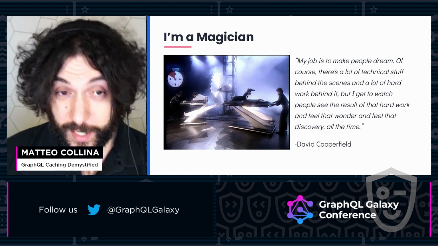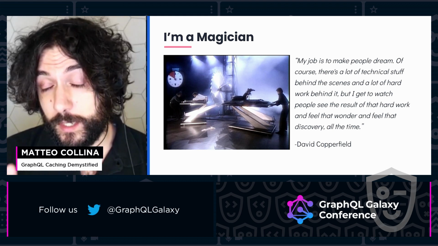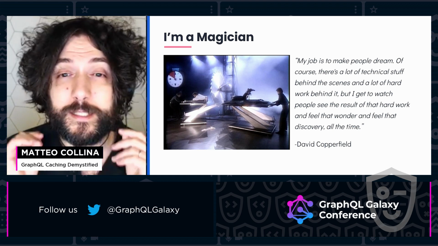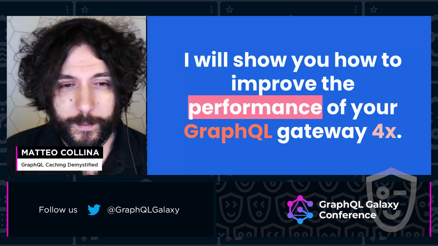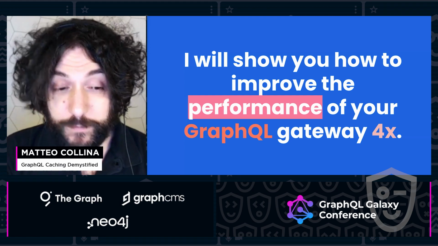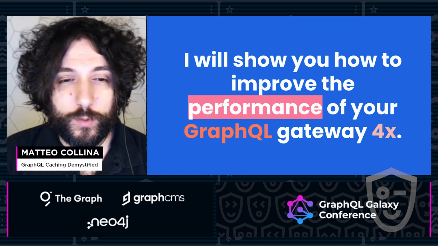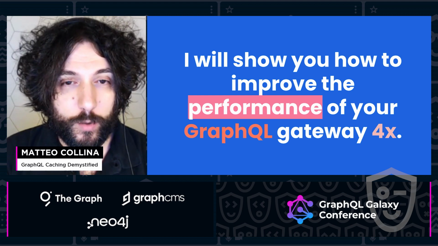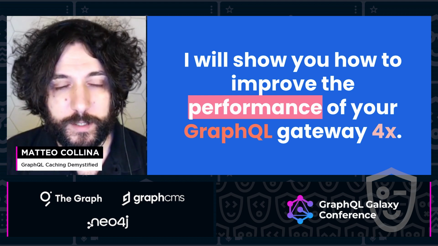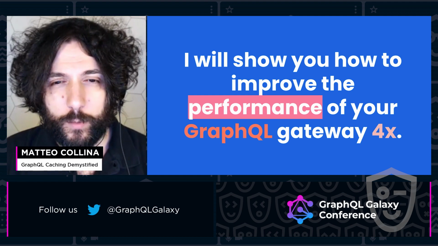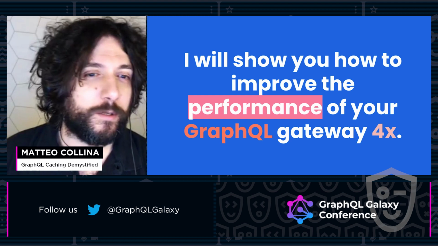So in this talk, we are going to talk about magic, and we are going to make things disappear. In fact, we are going to apply magic to GraphQL. So we are going to show how to improve the performance of your GraphQL gateway by 4 times. How? Well, we make things disappear.